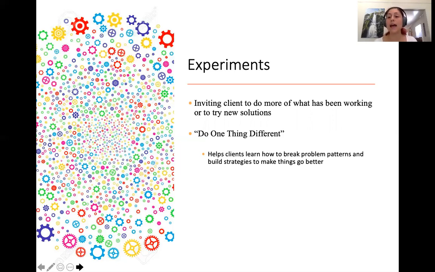So you're basically having the client test something out to see if it works at solving the problem or to see if it works at getting them closer to their vision of the future or their goal. One example is the do one thing different activity. This is designed to help the client learn how to break their problem patterns and build strategies to make things go better.